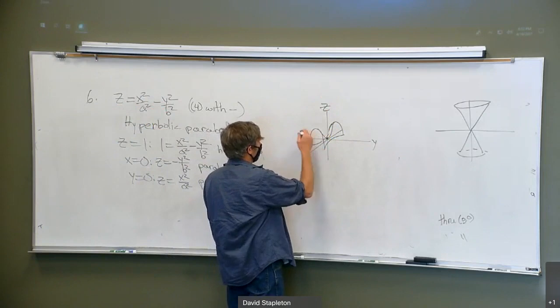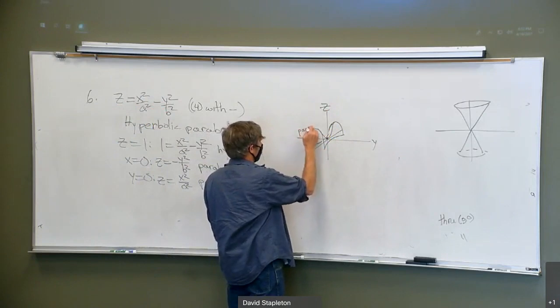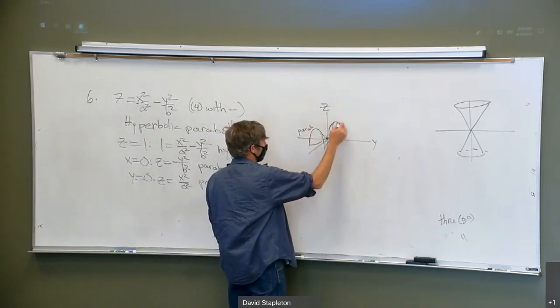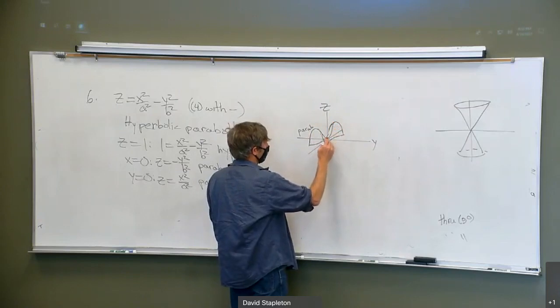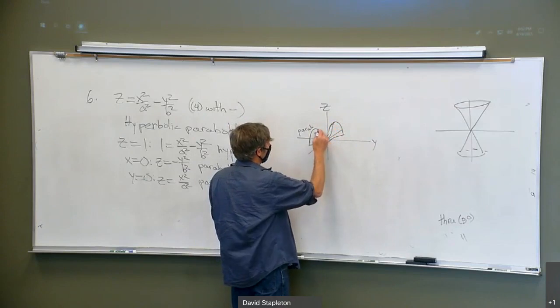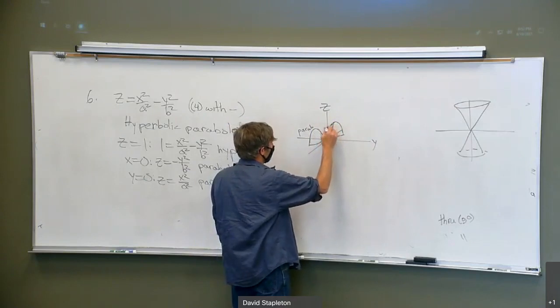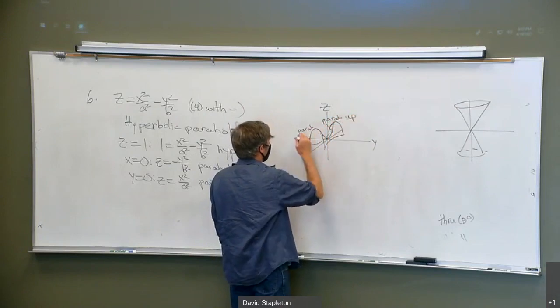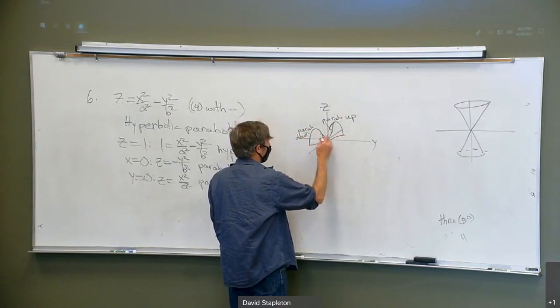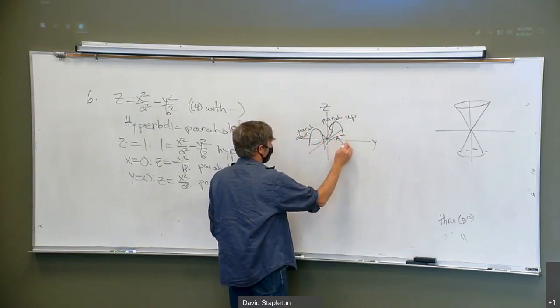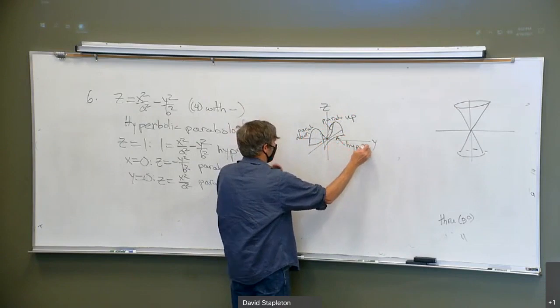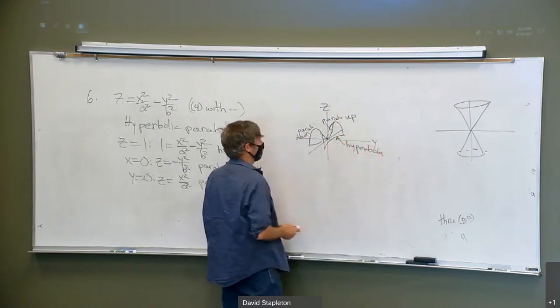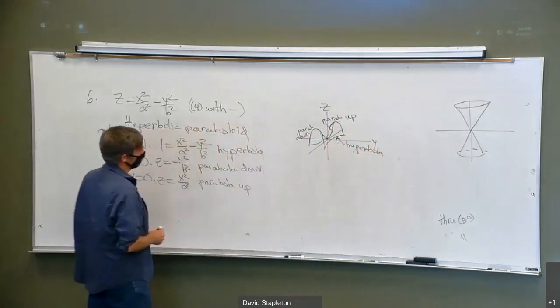This is a parabola down. This one is a parabola up. This one on the backside, hyperbola. So that's the way it works, and you can sketch that one.